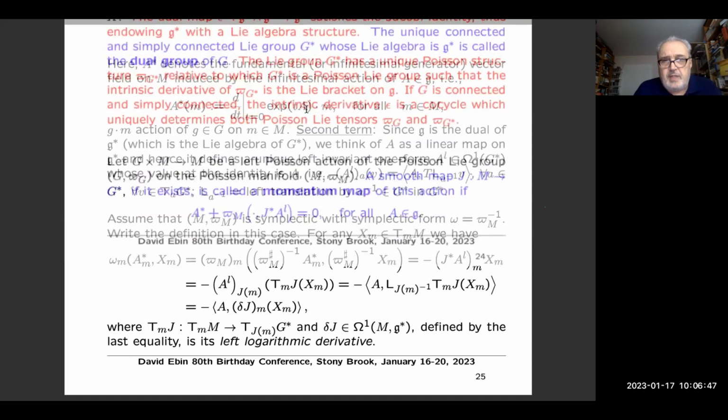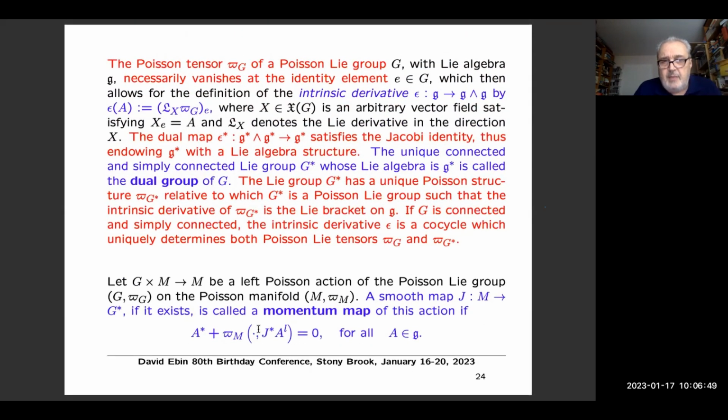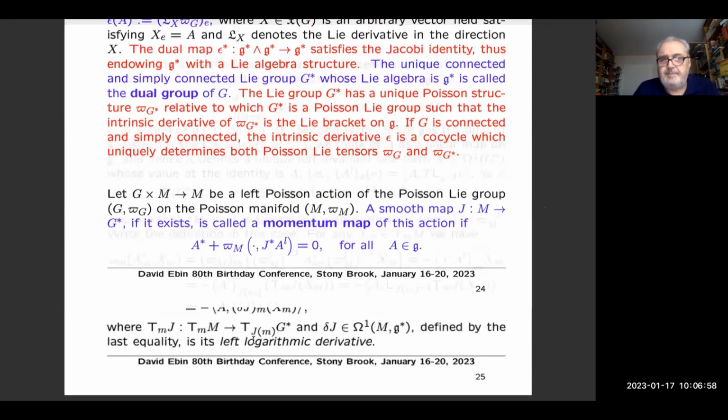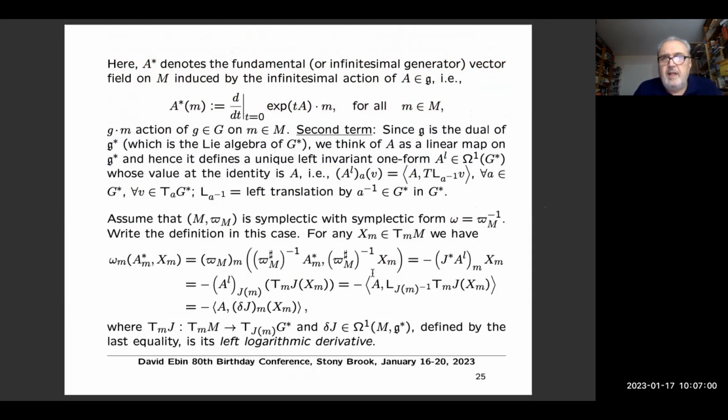What's the second term? So that's the first term. The second term, you have to put in here something. So this is a form. You have to put in also a form here, right? Okay. So what do we have to do?